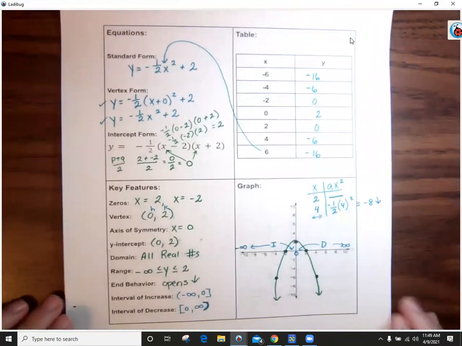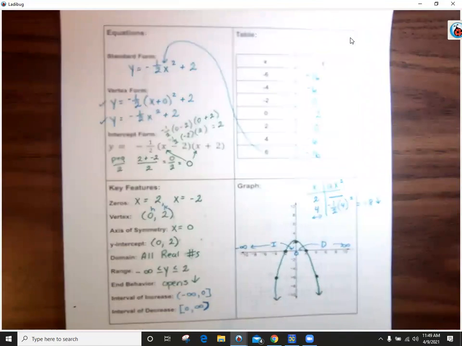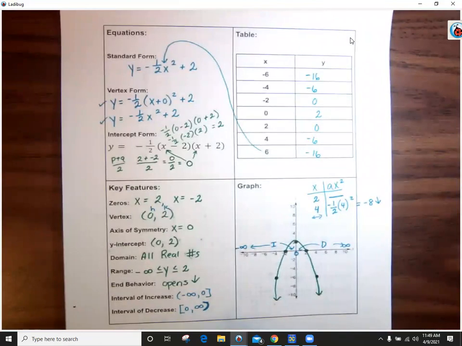Any questions on that one? Any questions on anything on the study guide? Any questions about what's on the test? Any question about when is your test? Any question about how many points the test is worth? Yes. 152. 76 points each half.